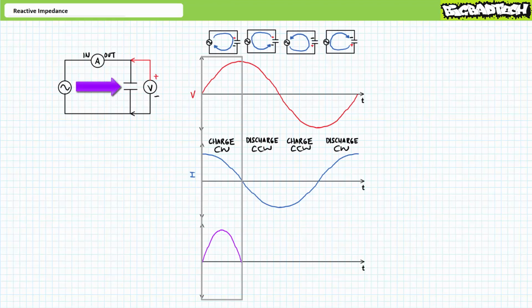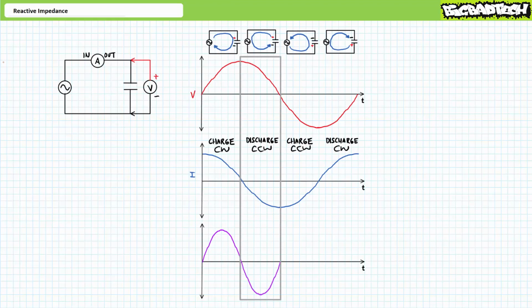This means the supply is delivering power to the capacitor, and the capacitor is storing this accumulation of energy in an electrostatic field. The second quarter cycle is characterized by a period of positive voltage and negative current. Positive times negative is negative, meaning the discharge is an expenditure of negative power.